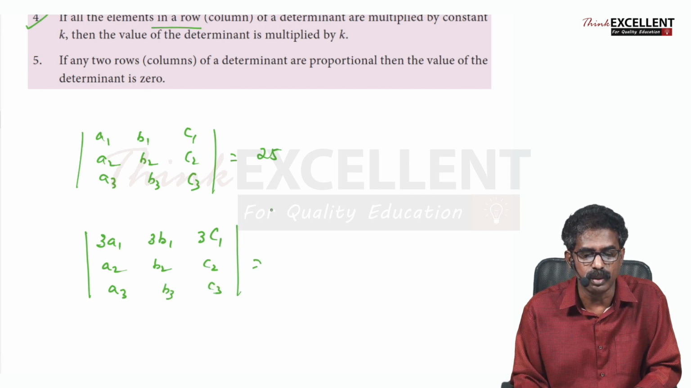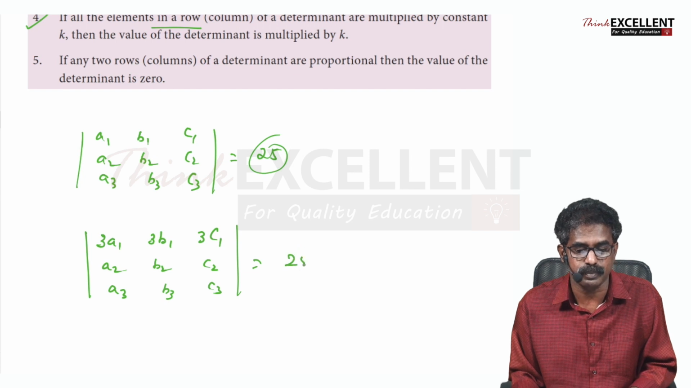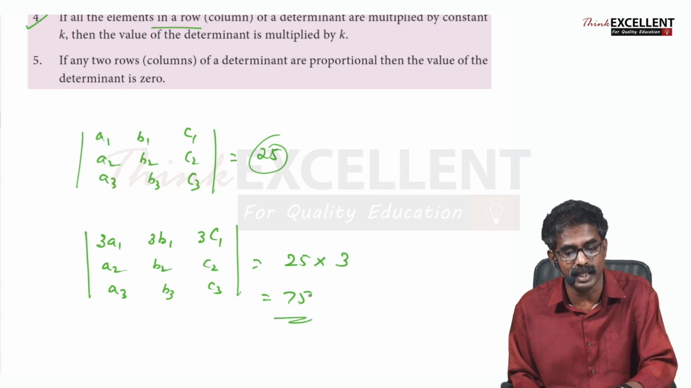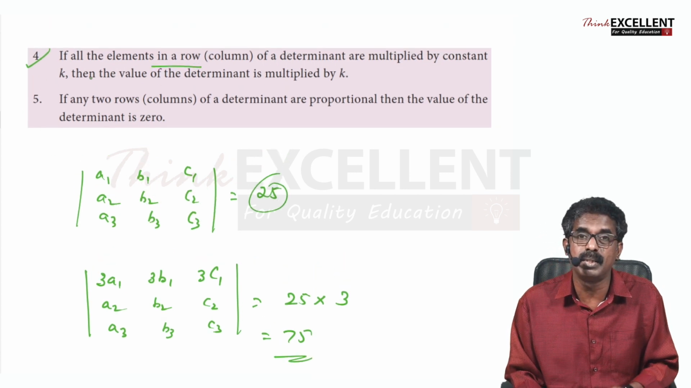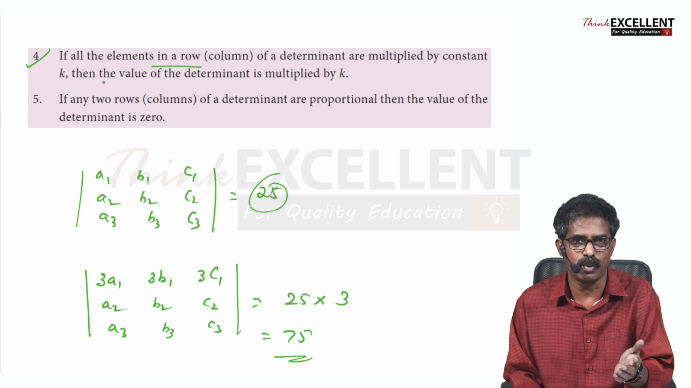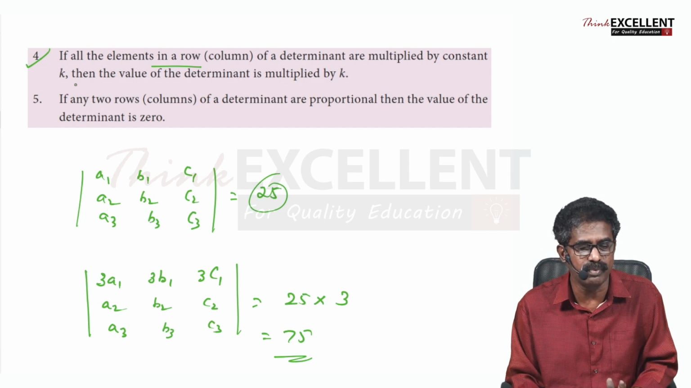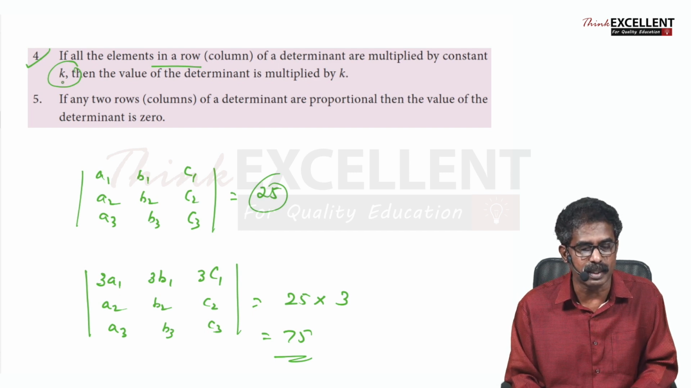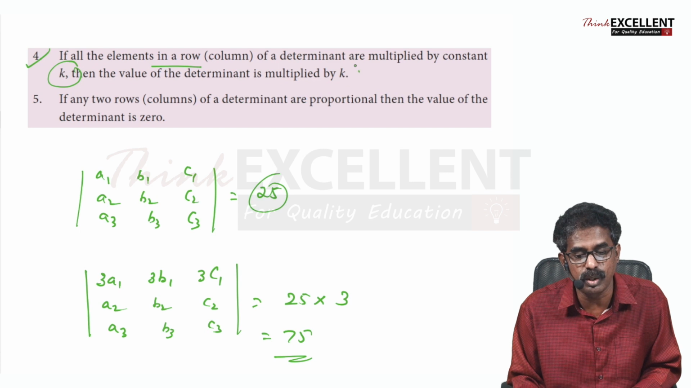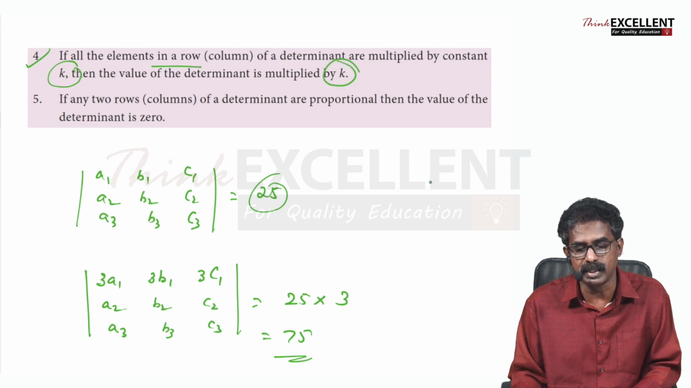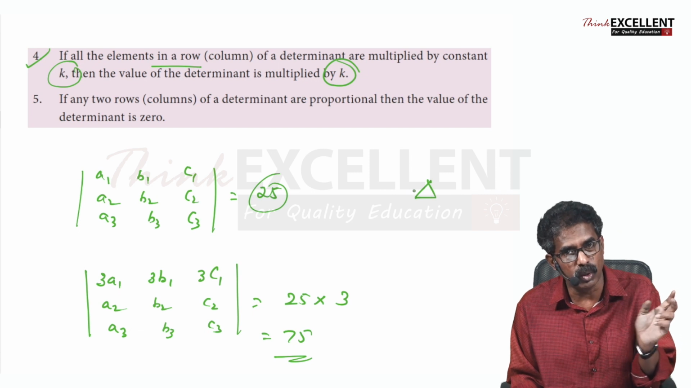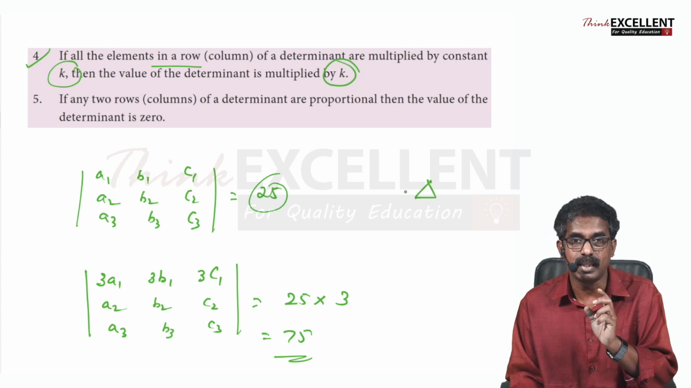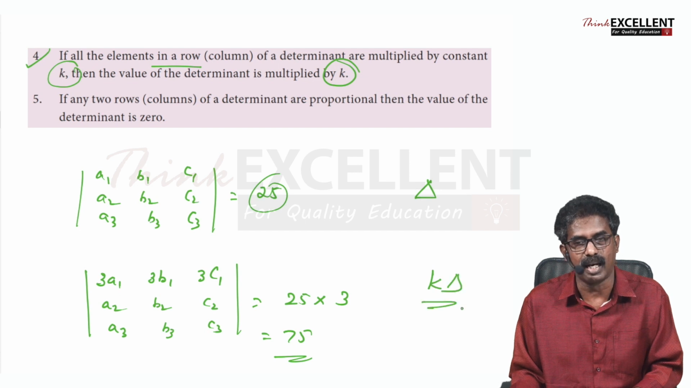Then what is your answer? That answer also you multiply by the number. By which number? 3. 25 into 3, then your answer is 75. Now read the property again, you can understand. If all the elements in a row or column, what I'm telling for row is applicable for column also, are multiplied by a constant k, here instead of k I multiply by 3, right? Then the value of the determinant is also multiplied by k. Suppose one determinant is given, the answer is delta. If you multiply one row or one column by k, then your answer is k into delta. Are you able to understand?